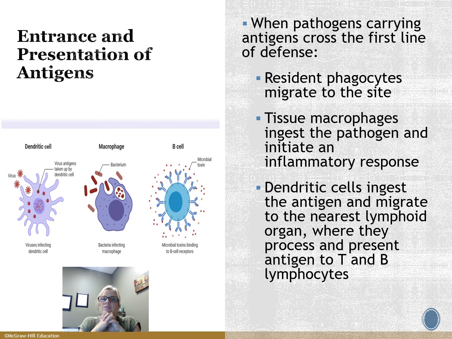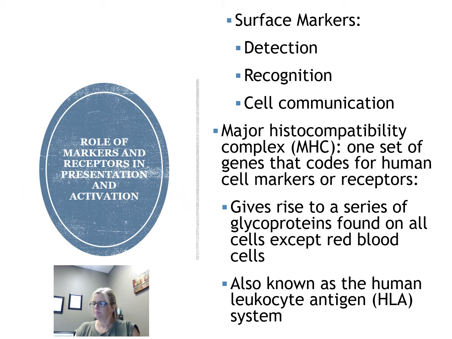Okay, so pathogens cross that first line of defense. The resident phagocytes are going to rush in. The macrophages can ingest that pathogen and cause inflammation, and dendritic cells can ingest the antigen and go and tell the helper T cells, make a help wanted poster, and draw those B cells in to come and fight off, okay? Those T and B lymphocytes, technically.